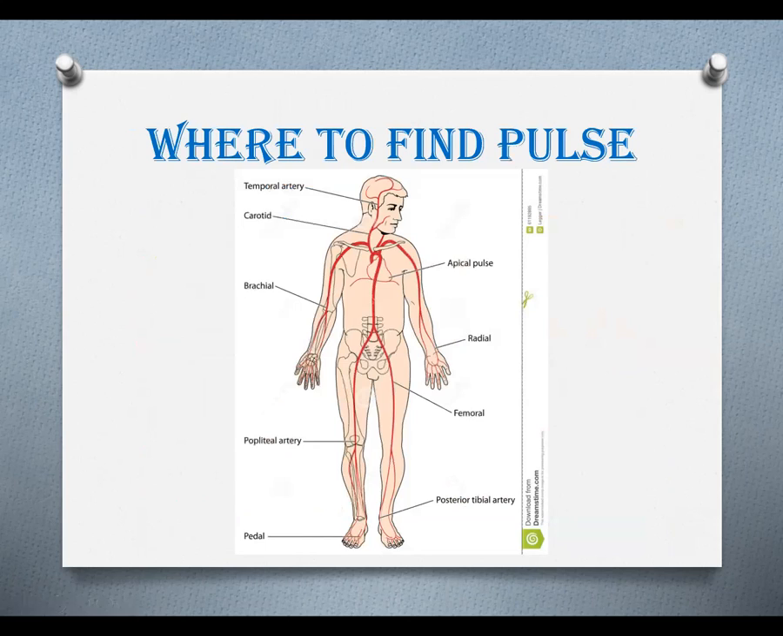Where can you find the pulse? There are several areas where you can find the pulse as indicated in the image here. But the most used pulse for a nurse or a CNA would be the radial. In a more advanced assessment, you can use these others, the temporal, the carotid, the brachial, and the rest of them.